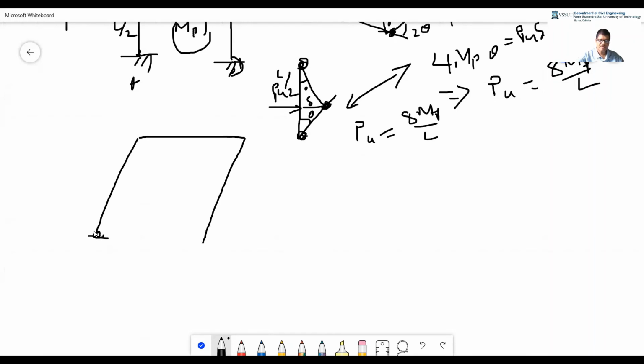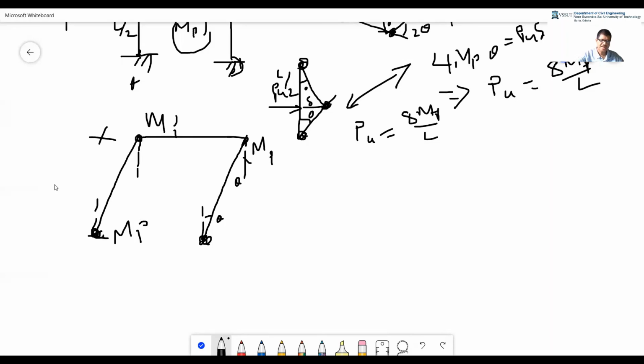So there will be a plastic hinge here. There will be a plastic hinge here. So this value will be theta. This also theta, this will be theta, and this will be theta. The moments are Mp, Mp, Mp. Okay. But here there is a load acting.